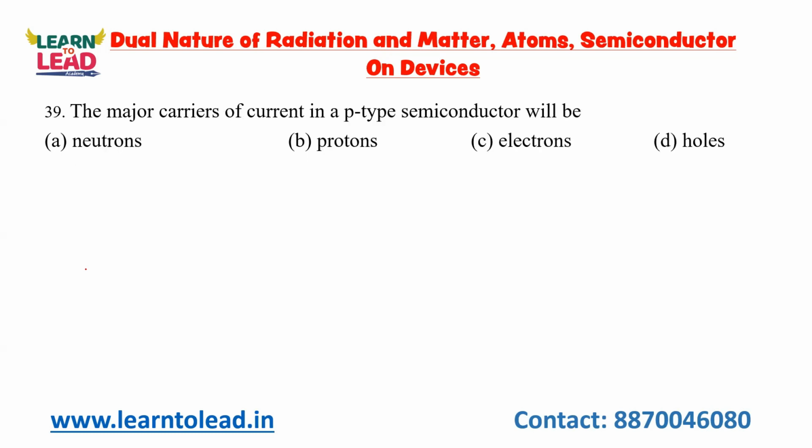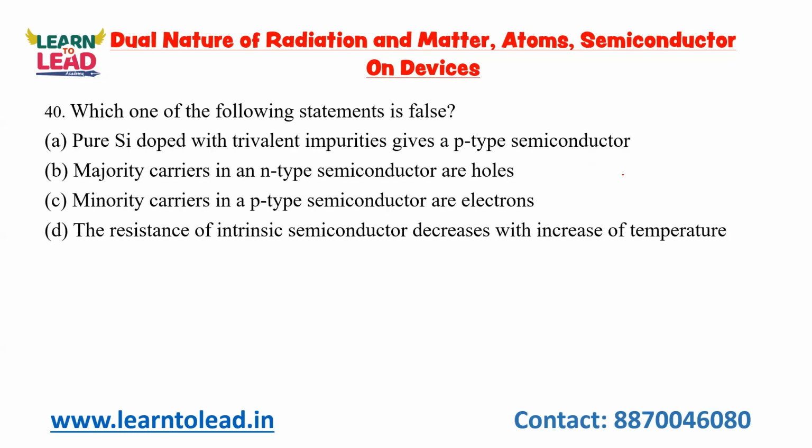Next, the major carriers of current in a p-type semiconductor will be protons, neutrons, electrons, holes. P-type semiconductor: holes. Holes are the majority carriers. Then which one of the following statements is false? Majority carriers in n-type semiconductors are holes. That is false.